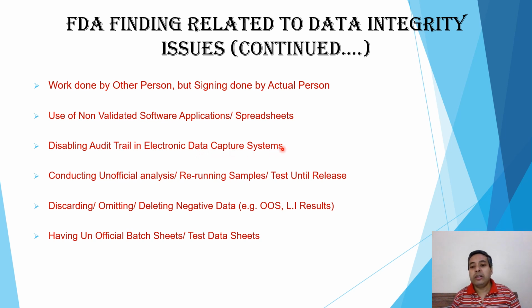which can occur when the CSV activity or computer system validation activity is not performed by the organization, conducting unofficial analysis, rerunning samples and tests till we get the passing result, discarding, omitting or deleting negative data such as out of specification results or laboratory incident results, having unofficial batch sheets or test data sheets where the employee is not recording the data in the original copy can lead to FDA findings related to data integrity issues. So these are the common data integrity issues noticed by the US FDA regulatory authority.